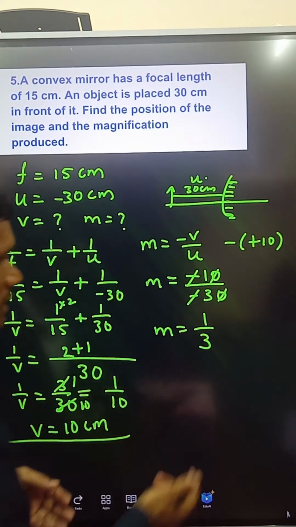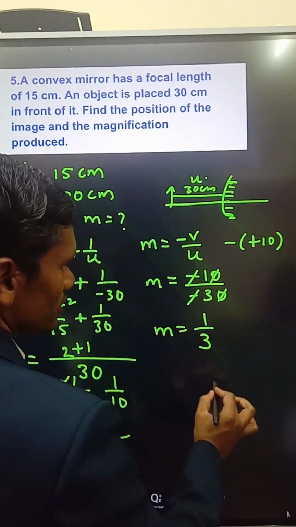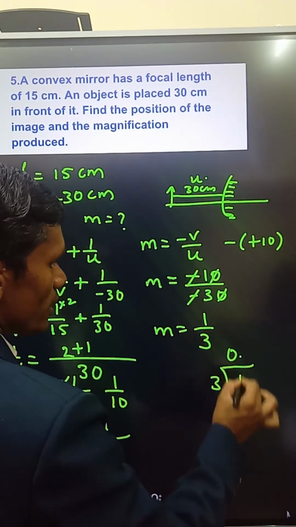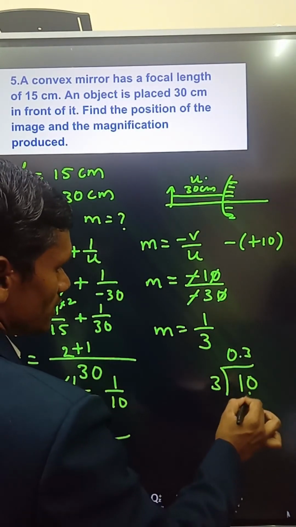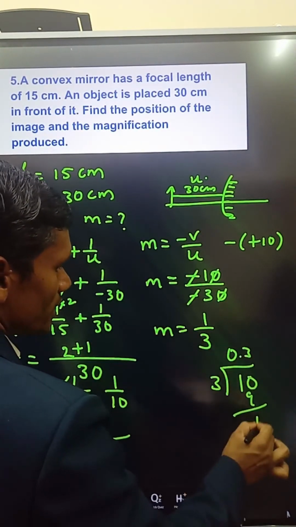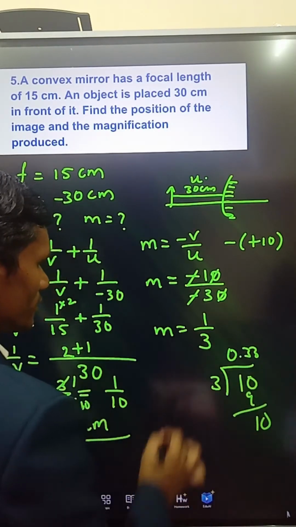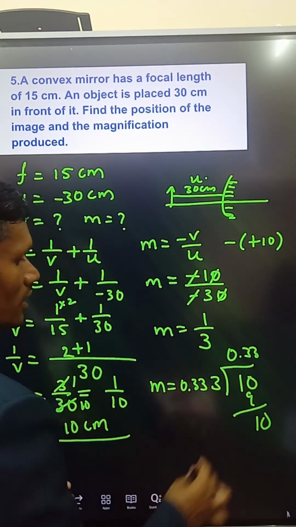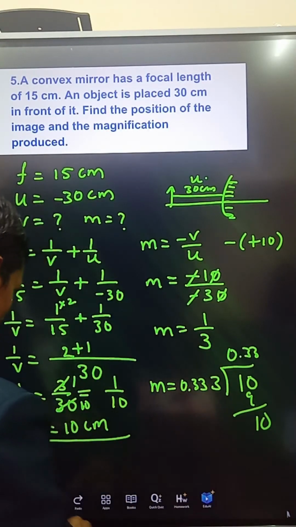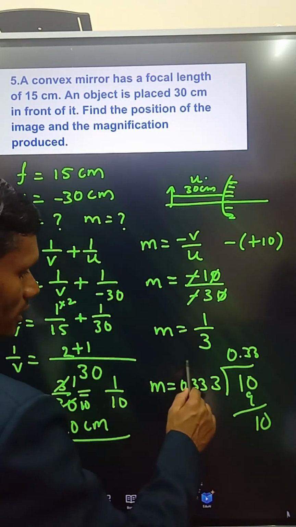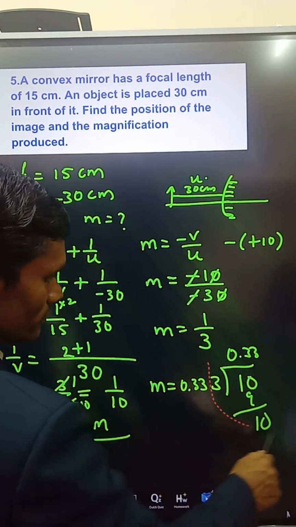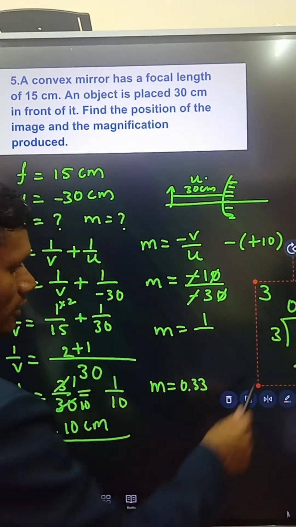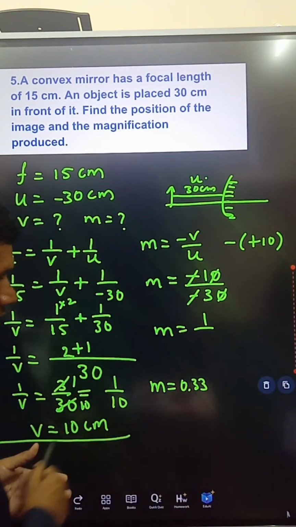If you want, you can calculate like this. You divide 1 by 3: 0, 0.10, 3 3 is 9, what remains? 1. So 0.3333 continues. Magnification is 0.33. Here we did not get any negative sign, right? Positive sign is coming.